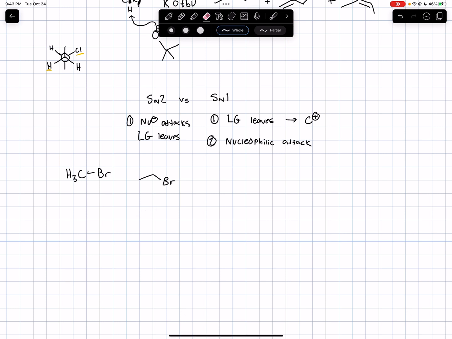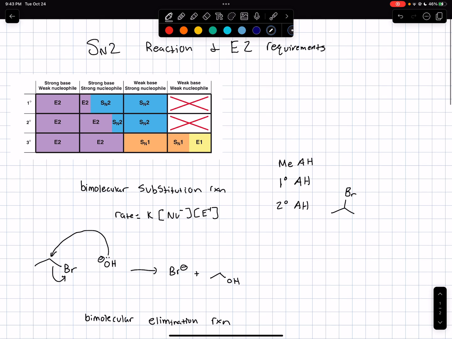What we do see SN1 reactions happening with are tertiary alkyl halides. So let's use iodine this time. And we see some of it with secondaries, not as much though. The majority of them are going to be tertiaries, just because those are the most stable.